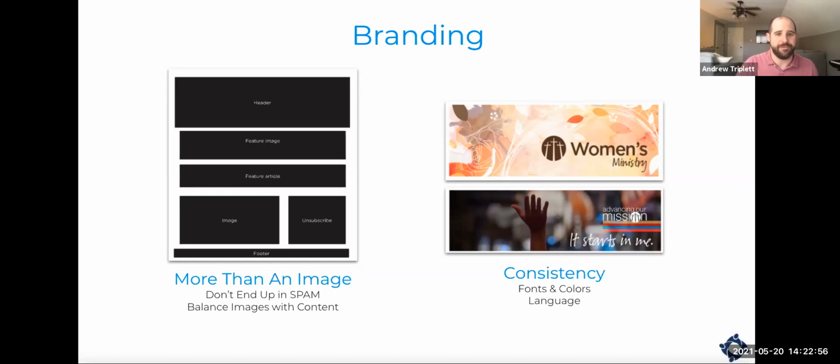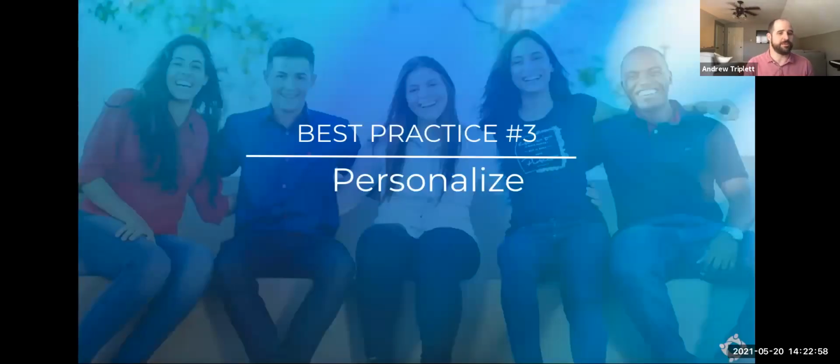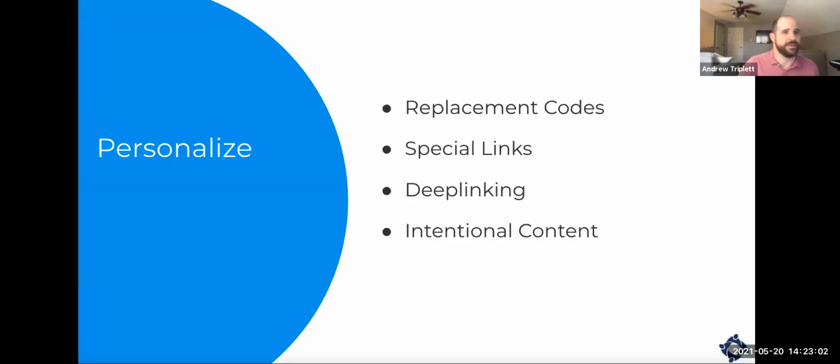Okay. So moving on to best practice number 3, personalize. This is where it's important to again give people confidence that they are receiving an email from an institution or an organization that they recognize. Something like a replacement code that says hi. It doesn't just say "to whom it may concern" or "hi friend," but a replacement code that's going to pull in the individual's first name whenever possible.